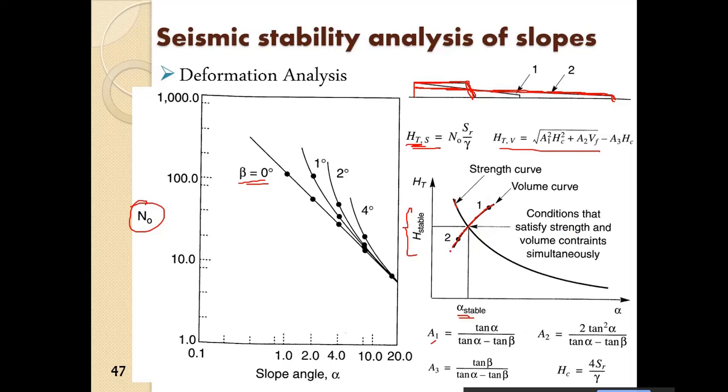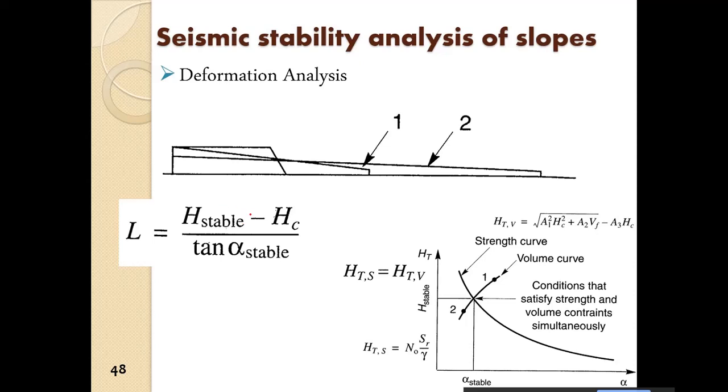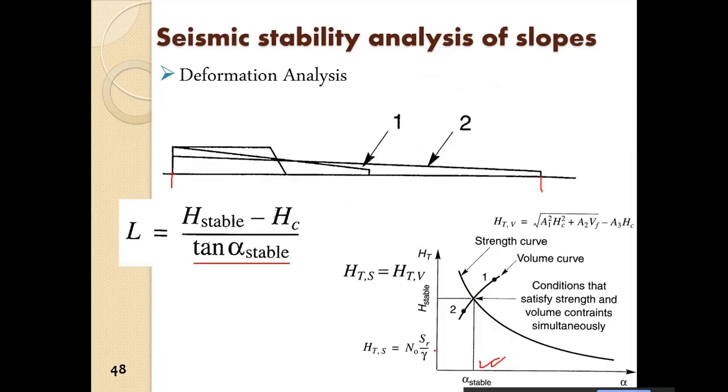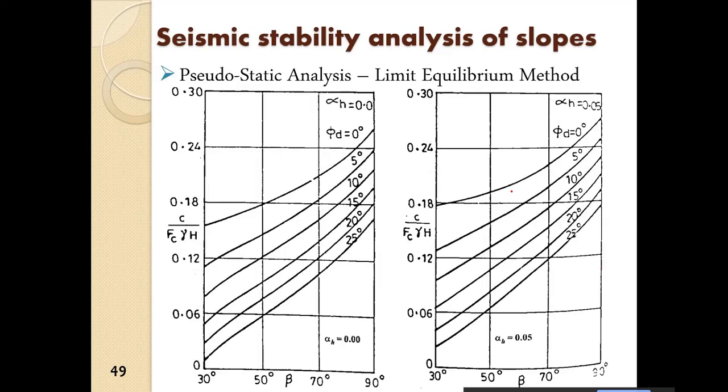Then the unit weight, and N naught we obtain from this curve over here. Once this H stable and alpha stable are obtained, we obtain the length of the flow failure. Alpha stable we have obtained from here, HT stable we have obtained here, and the equation N naught we have obtained from this curve. Then we can obtain HTS, and from there we can find out the length of the flow of the slope.